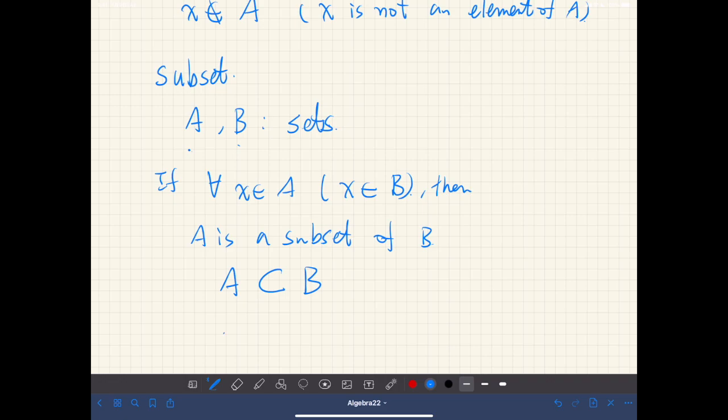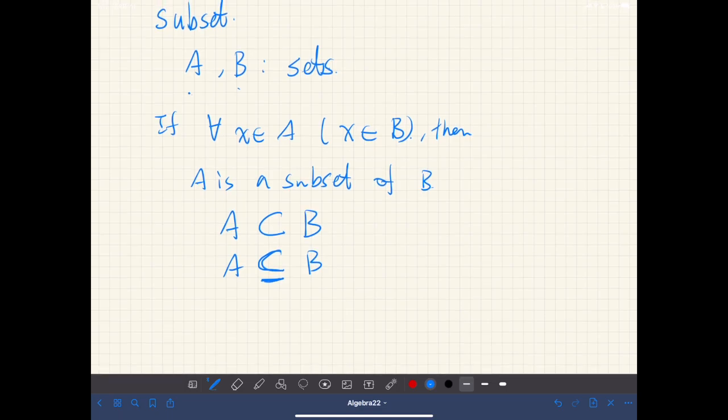Or we can also write it like this, with a bar here. So if A and B are the same set, then A is still a subset of B according to this definition, right? Because if A and B are the same set, then every element of A belongs to B.